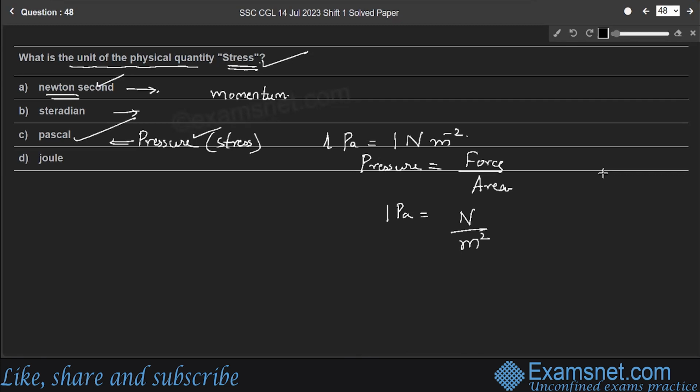Whereas steradian is the SI unit of solid angle. Whereas joule is the SI unit of energy, work, or amount of heat, right? For all three, the SI unit is joule, right? So for the given question, the SI unit of stress is Pascal, option C.